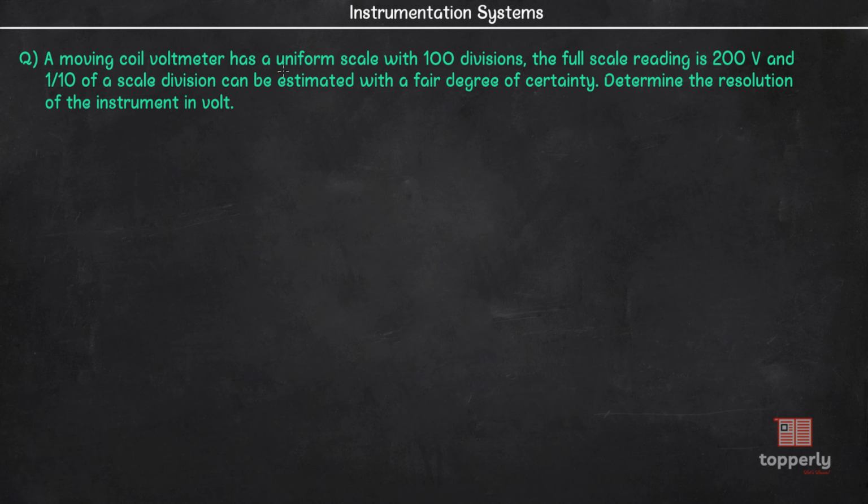A moving coil voltmeter has a uniform scale with 100 divisions. The full scale reading is 200 volt and 1/10 of the scale division can be estimated with a fair degree of certainty. Determine the resolution of the instrument in volts. So the instrument has 100 divisions and the scale is uniform. Also the full scale reading is 200 volt. So one scale division corresponds to 200 volt by 100, because 100 divisions are there, which is 2 volts.